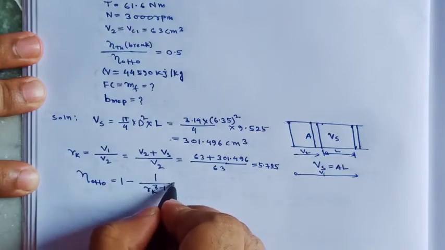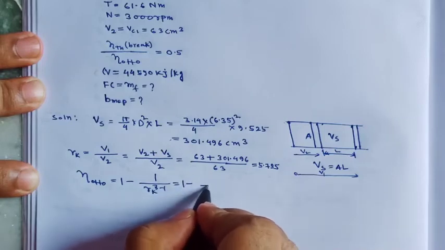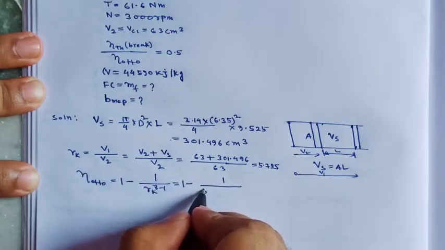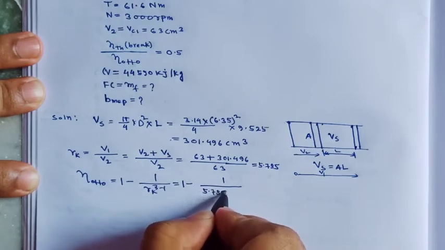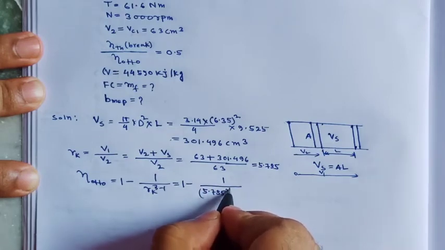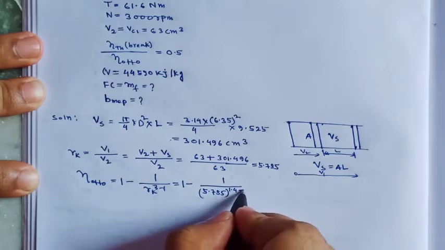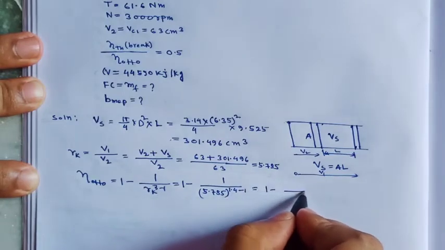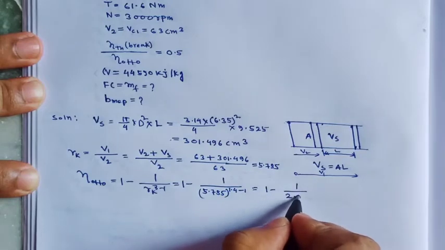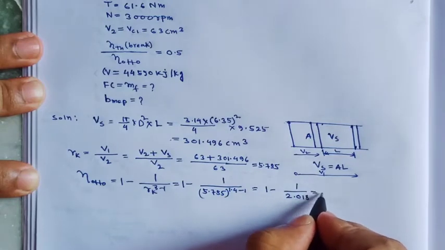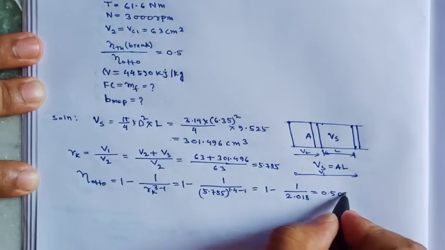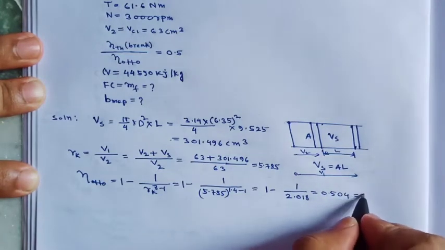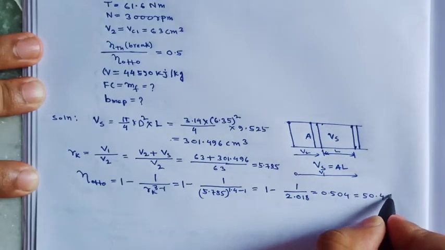Okay, now the air standard efficiency for petrol, that is Otto cycle, is 1 minus 1 by rk to the power gamma minus 1, equals 1 minus 1 by 5.785 to the power 1.4 minus 1, gamma is 1.4. This value will come 1 minus 1 by 2.0504. Okay, this is the air standard efficiency. You can also write it as 50.4%.